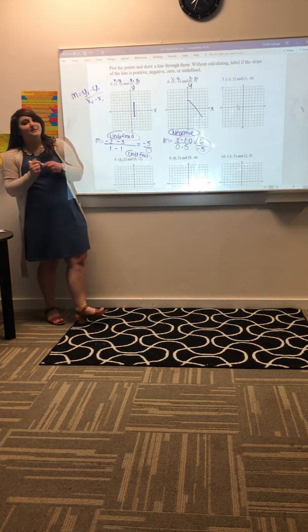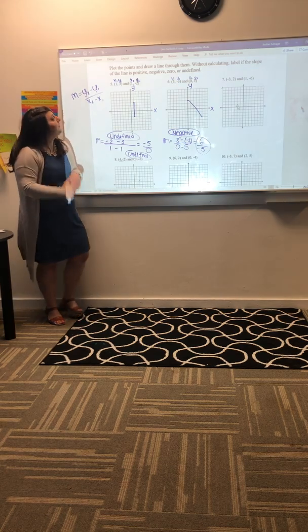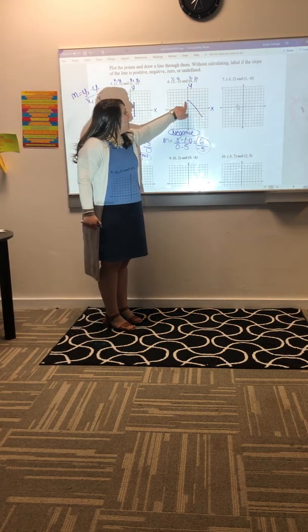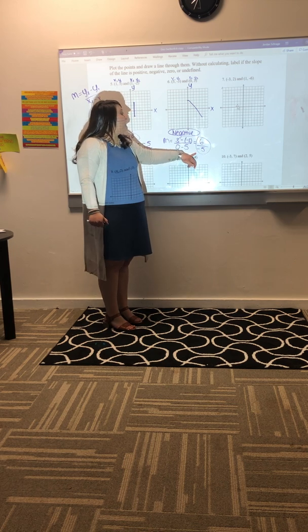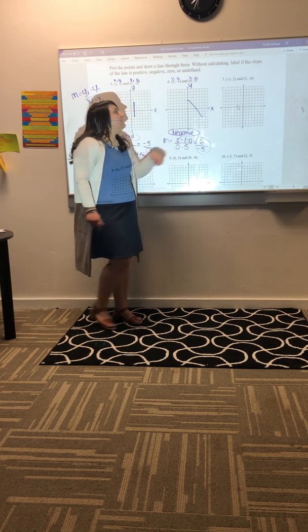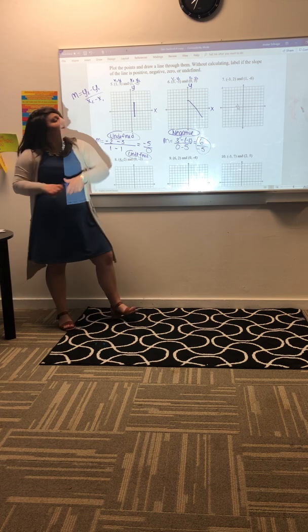All right, did everyone get that as their answer? Good. Your graph, you have a negative slope, and then you also have 6 over negative 5 is your answer. Perfect. Can I have a volunteer for 7? Come on up.